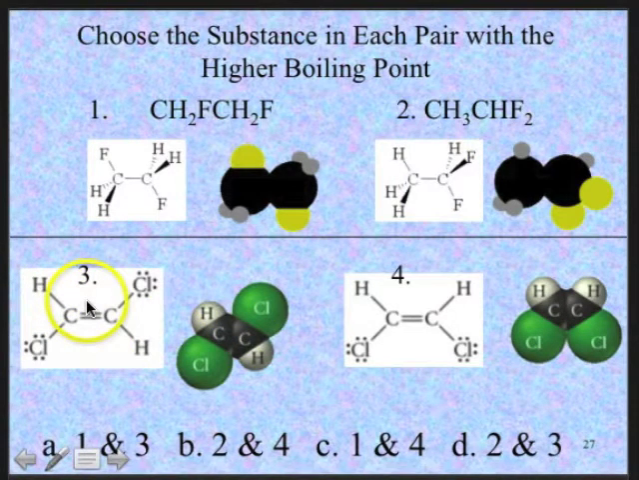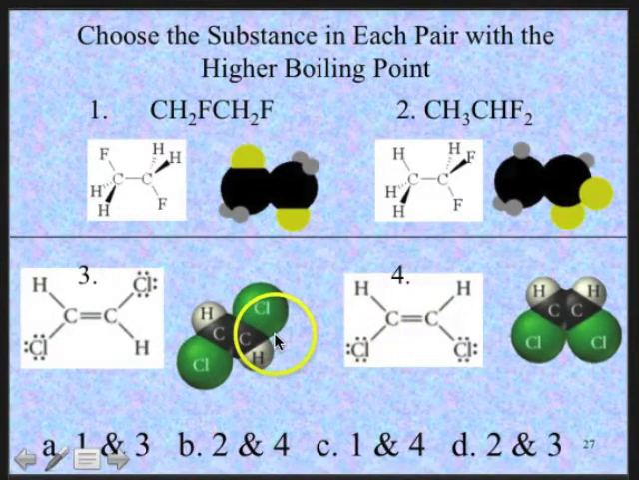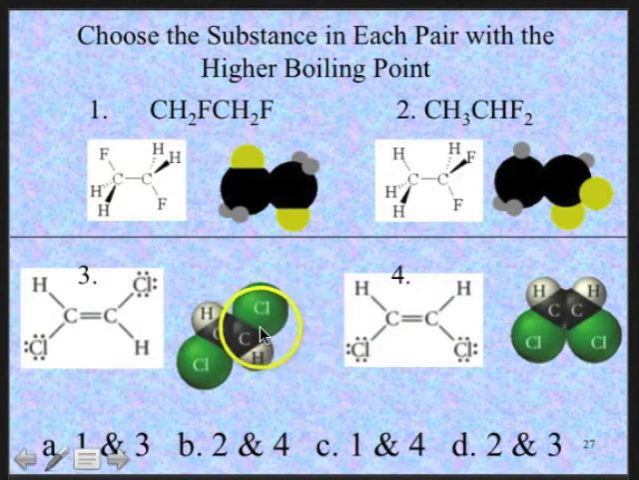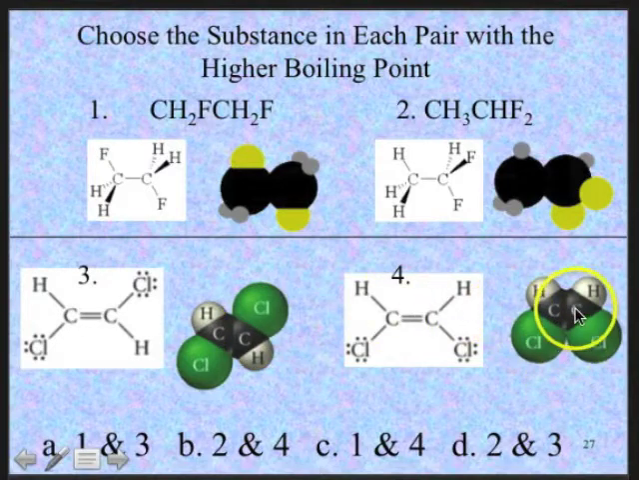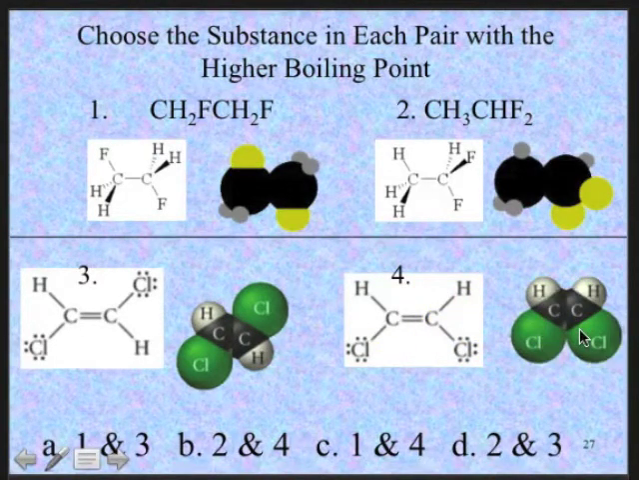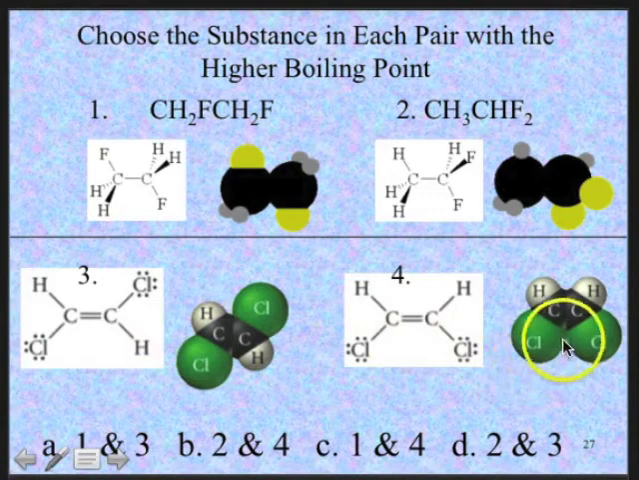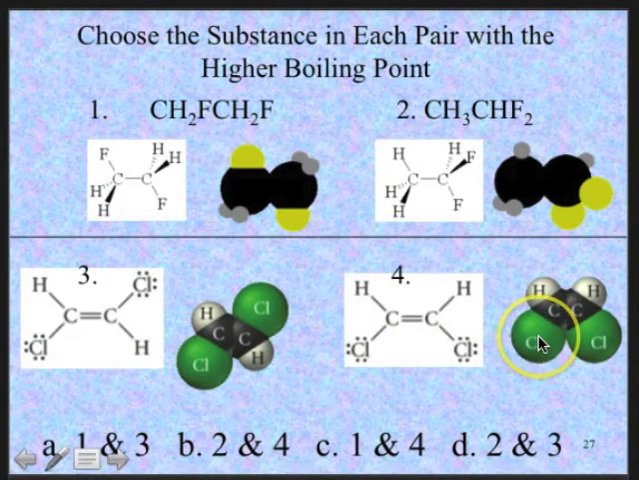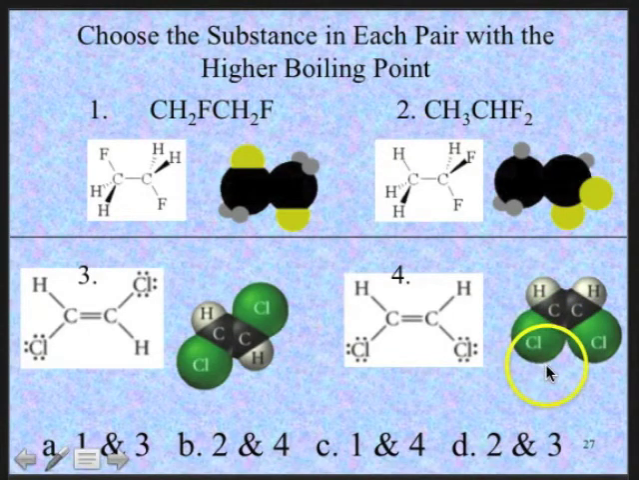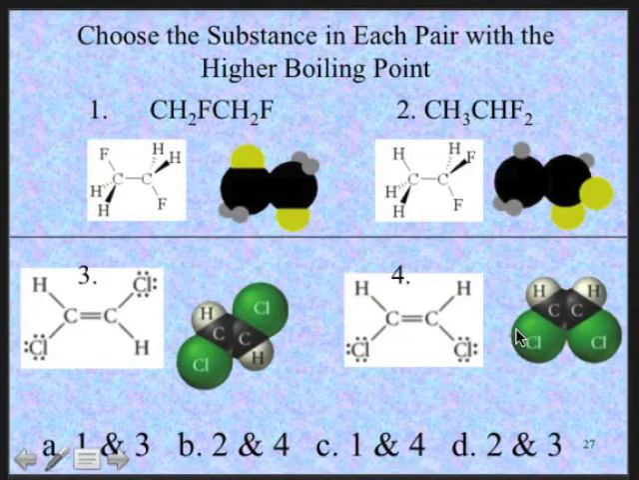So now let's look at 3 and 4. Which one would have the higher dipole and therefore the higher boiling point? And again, the answer is number 4. Cis-dichloroethene is the name of it. This is trans-dichloroethene. Cis-dichloroethene has both of the highly electronegative chlorine groups on one side of the molecule. It's more lopsided than number 3. Therefore, it has higher dipole moment and a higher boiling point.